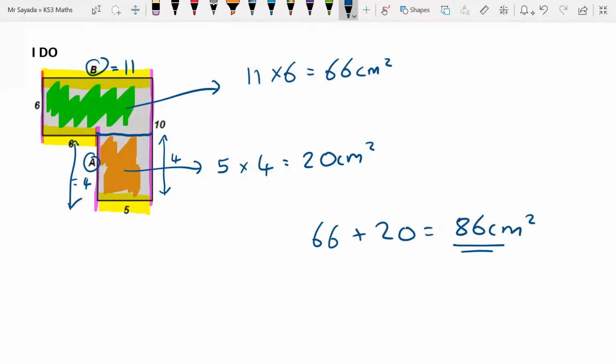So to summarize what I did, I actually didn't need to for this problem because I could have worked it out another way. But the way that I decided to work it out, I had to firstly work out what the missing sides A and B were. Once I'd worked out the missing sides A and B, I split the compound shape up into two rectangles, found the area of each rectangle, and then added them together.